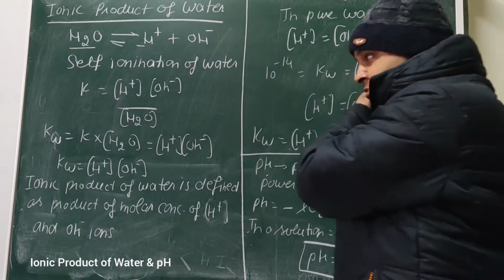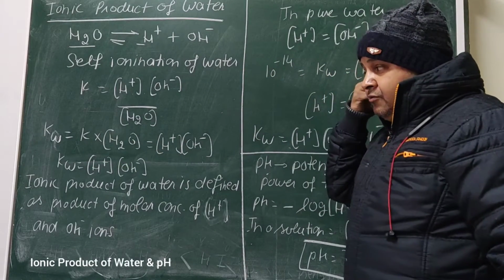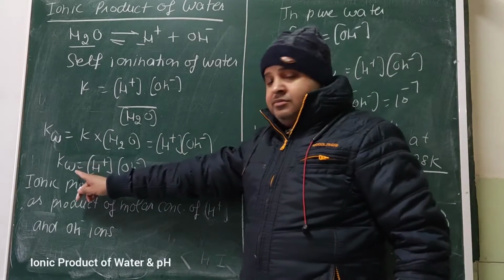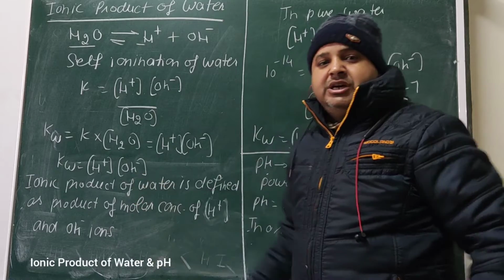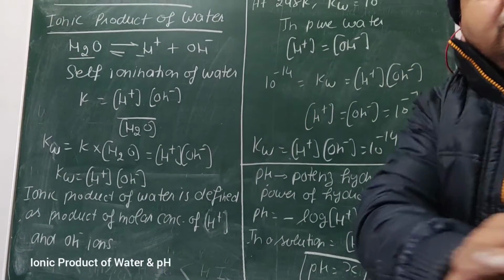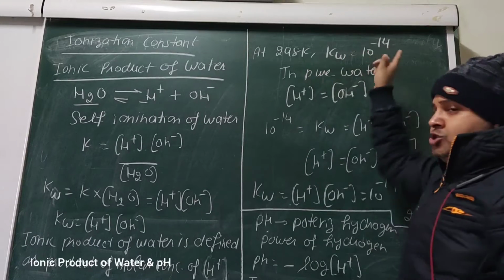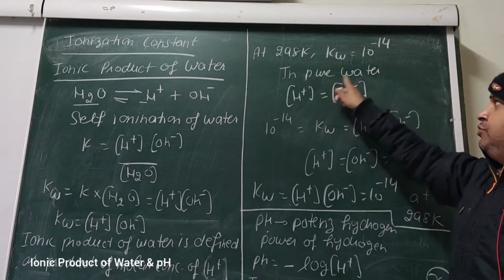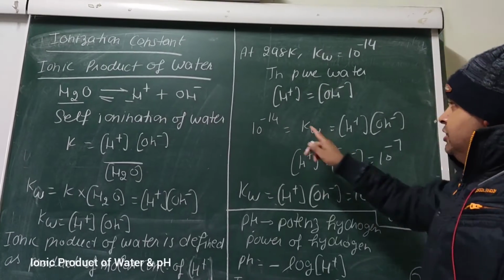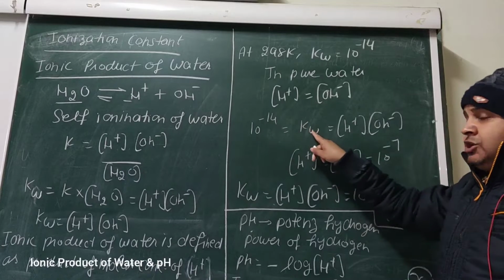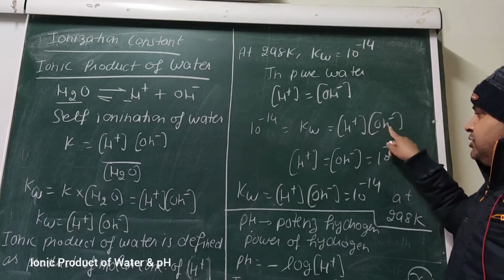You can see that Kw is equal to [H+][OH-]. What is the meaning? The ionic product of water is equal to the product of the molar concentrations of H+ and OH-. Now you know that at 298 Kelvin, Kw is always equal to 10 raised to power minus 14. So in pure water, H+ is always equal to OH-, you can see. So 10 raised to power minus 14 is equal to Kw, which is equal to the product of the molar concentrations of H+ and OH-.